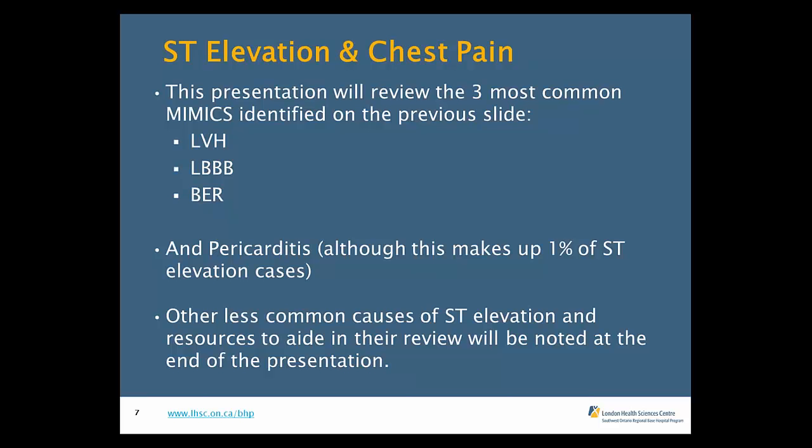So just to recap, we're going to talk about LVH, bundle branch blocks, benign early repolarization, and then a little bit of pericarditis. And then towards the end, we'll point you to some of those resources that Matt alluded to at the beginning of the broadcast.